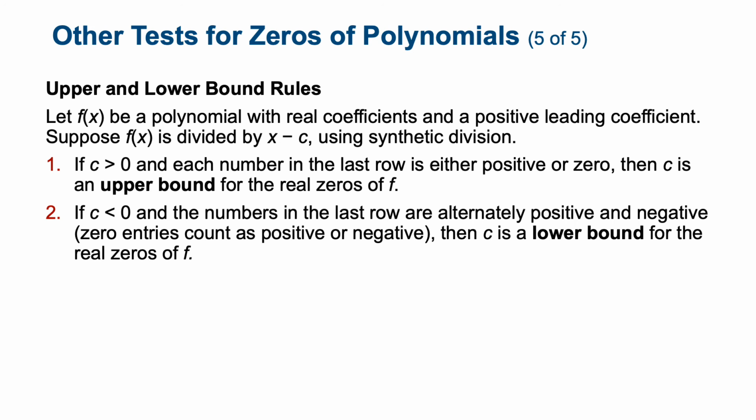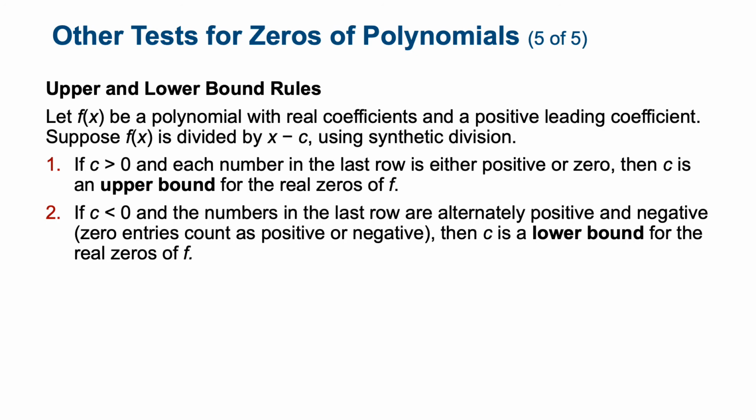So let's say you're using synthetic division to divide f of x by some linear factor, x minus c. If c is positive, and every number in the last row is either all positive or 0, then you would say that c is an upper bound. So that means you shouldn't go any higher to look for zeros. And you might even be able to see how this could be helpful, because if you use this test combined with the rational root test, you could knock down some numbers, right?